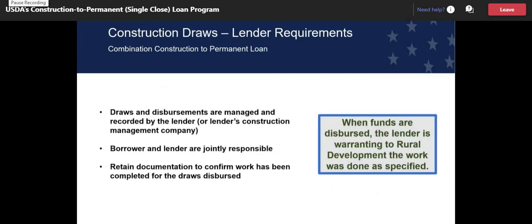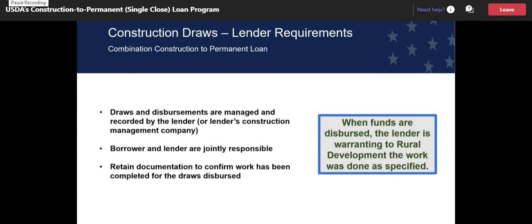Okay. So those construction draws, the lender requirements: the draws and disbursements are managed and recorded by the lender during construction, or the lender's construction management company, as we mentioned before. The borrower and the lender are jointly responsible for making those draws. The lender would retain documentation to confirm that the work has been completed for the draws dispersed. And it says when funds are dispersed, the lender is warranting to Rural Development that the work was done as specified.